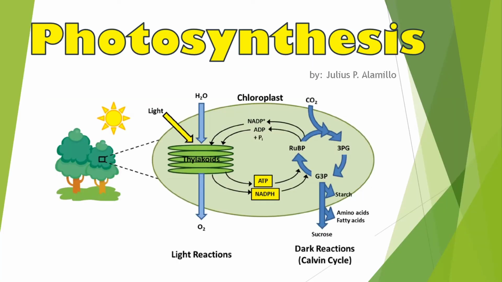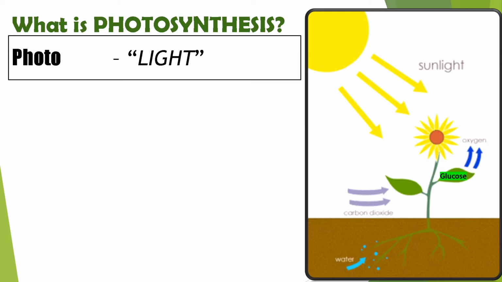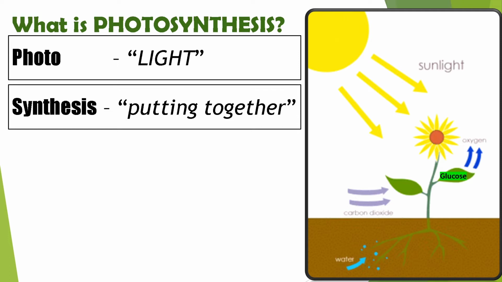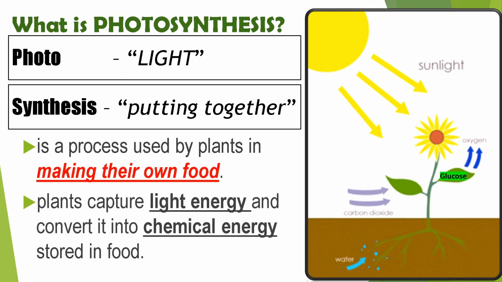Okay, so for today, the main lesson is all about photosynthesis. So we will be discussing the process of photosynthesis, particularly how plants make their own food. What is photosynthesis? It is derived from two words, photo, which means light, and synthesis, which means putting together. So when we say photosynthesis, it is a process used by plants in making their own food. Plants capture light energy and convert it into chemical energy stored in food.